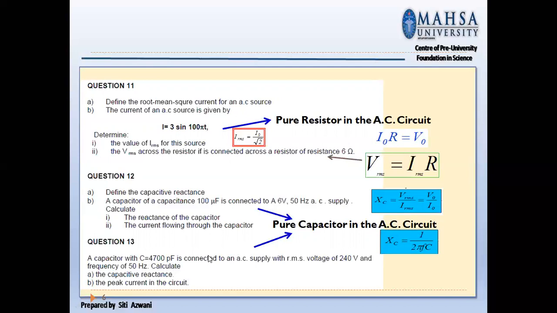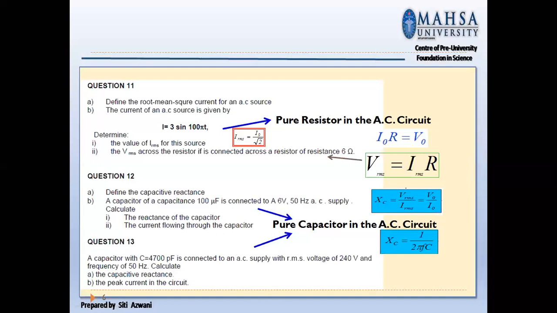Question 13 is similar to question 12. You are given the value of the capacitance here, and then you have a VRMS of 240 volt, frequency 50 hertz. How to calculate the capacitive reactance, the resistance in your circuit due to the capacitor? XC formula is equal to 1 over 2 pi FC. Please remember the formula for XC, the capacitive reactance.